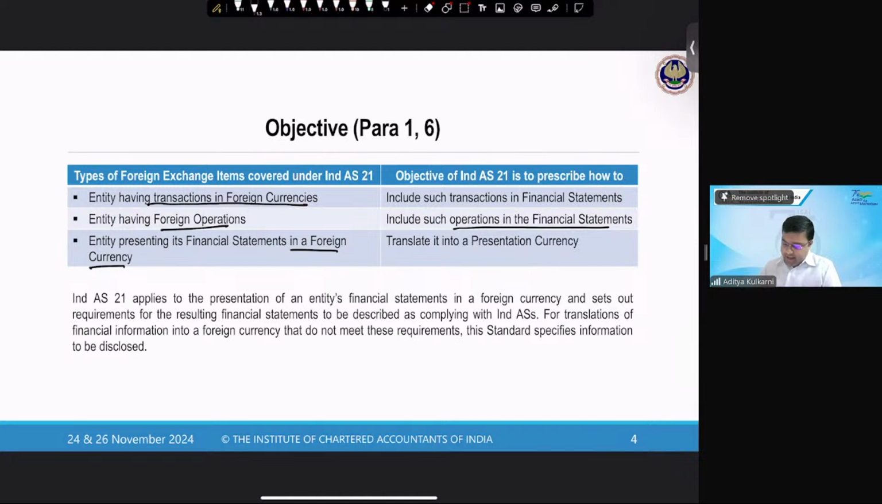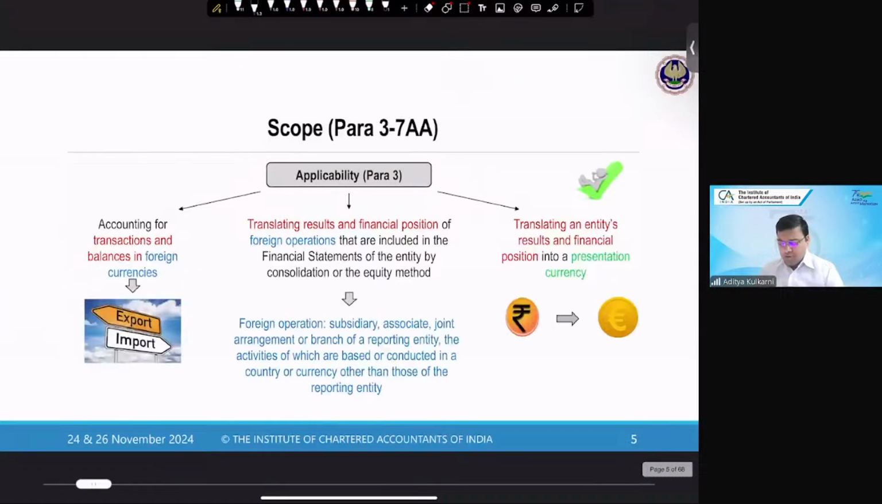All right. So Ind AS 21 applies to the presentation of an entity's financial statements in a foreign currency and sets out requirements for resulting financial statements to be described as complying with Ind AS. For translation of financial information into a foreign currency that does not meet these requirements, this standard specifies the information to be disclosed. Okay, so this is your broad objective.